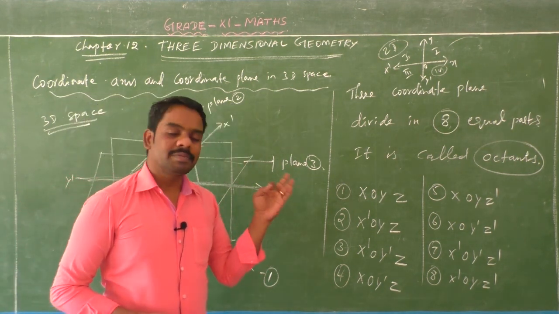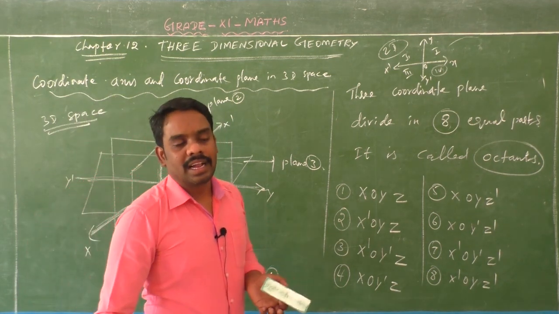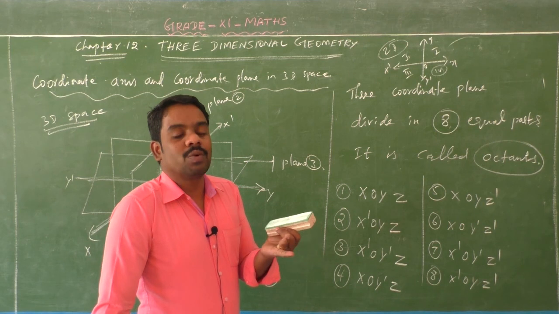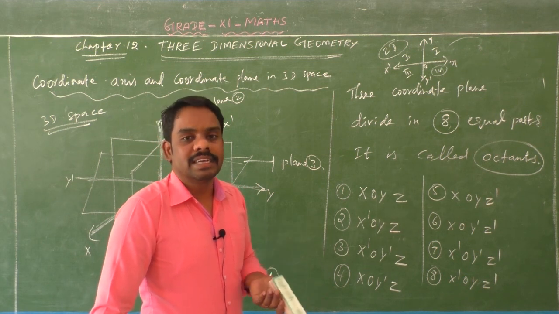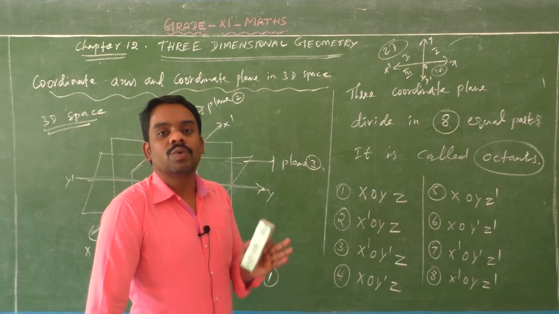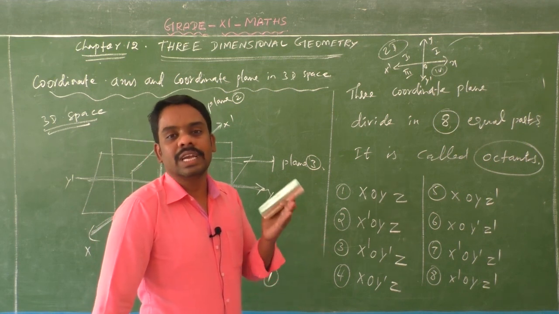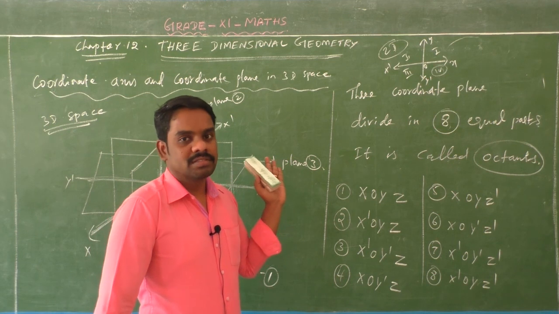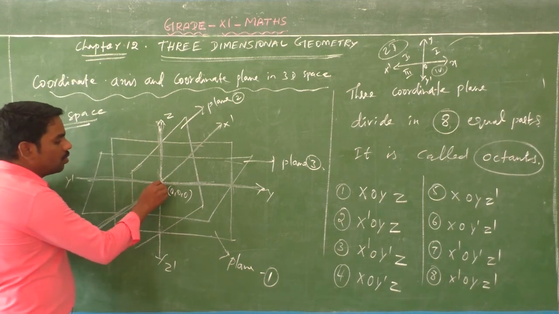The sign convention is simple: X is positive and X dash is negative. X is the positive part of the x axis and X dash is the negative part of the x axis. Similarly, Y is the positive part of the y axis and Y dash is the negative part. Z is the positive part of the z axis and Z dash is the negative part of the z axis. So OX is positive, OX dash is negative; OY is positive, OY dash is negative; OZ is positive and OZ dash is negative. That's all.